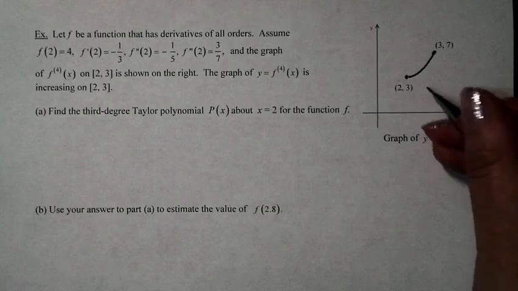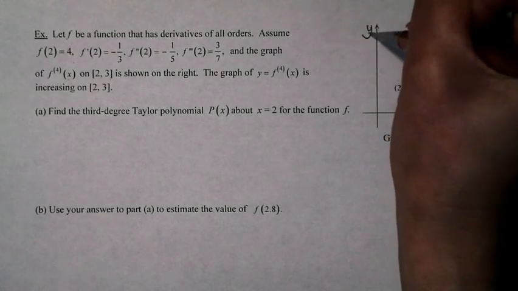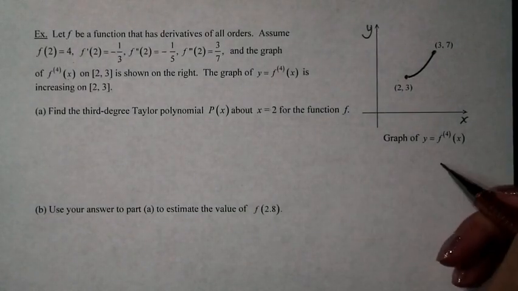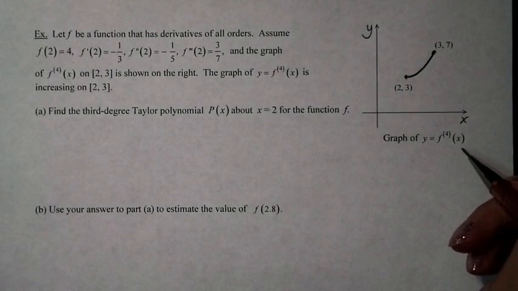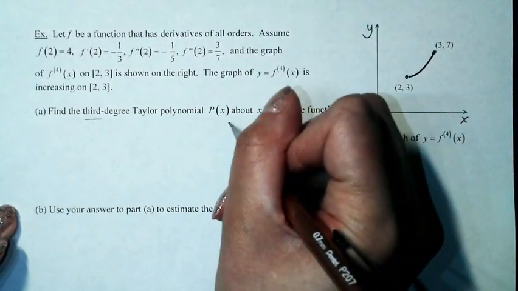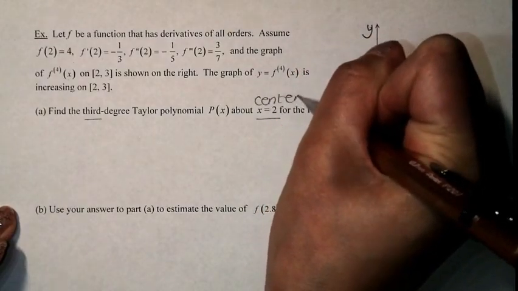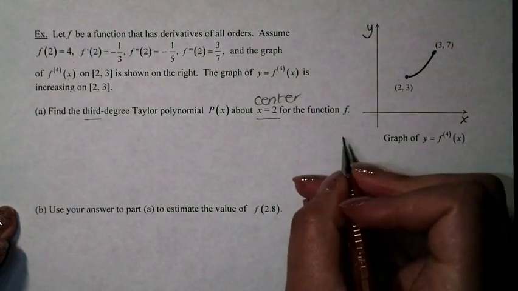Then the graph is increasing, we can see it there. You have that this is x and this is your y, in case you don't see it on the other side of the screen. And they are asking you to find the third degree Taylor polynomial P of x about x equals 2, so your center is going to be x equals 2 for the function f. So what are you going to do?